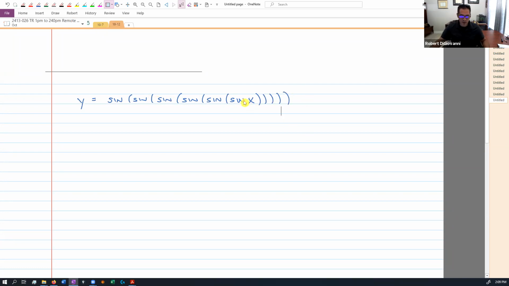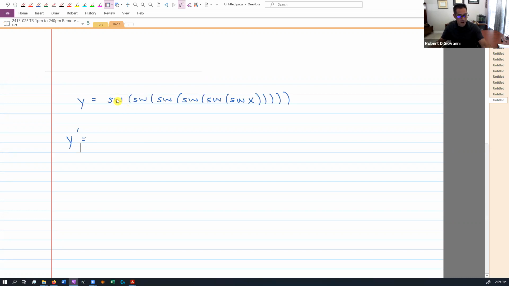So I have a sine function inside of a sine function inside of a sine function inside of a sine function inside of a sine function. And I want to know what the derivative of this is. So the way that I'm going to mentally do this is I see this big onion, right? These layers of this onion. I have the inner, then the next one out, next one out, and so on. So I'm going to start with the outer layer.